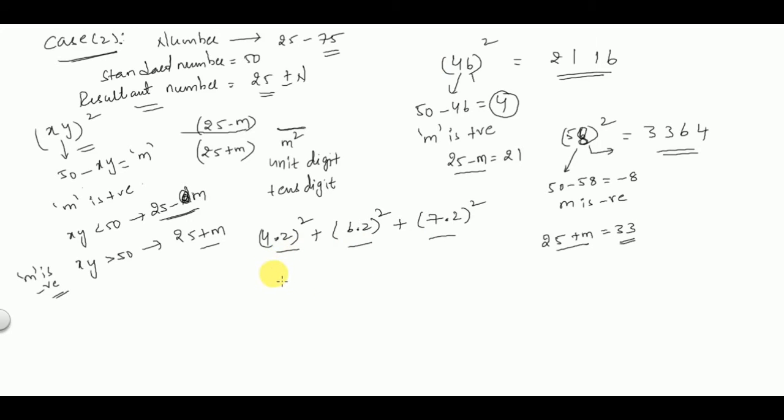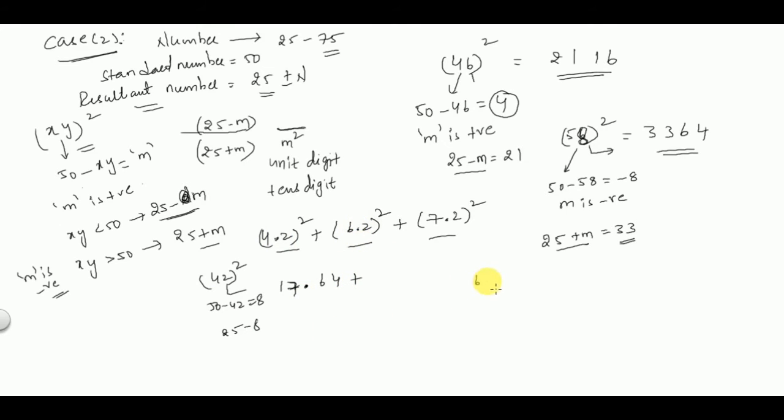So 4.2 whole square, that is, we need 42 whole square. So what is 42 whole square? First, 50 minus 42 is 8. So 8 here, and 8 square is 64, and the number is positive, m is positive, so it is 25 minus 8. 25 minus 8 is 17. So 1764 is 42 whole square, so we need 4.2 whole square, so we need to keep a decimal point after two digits, so it is 17.64 plus 6.2 whole square.